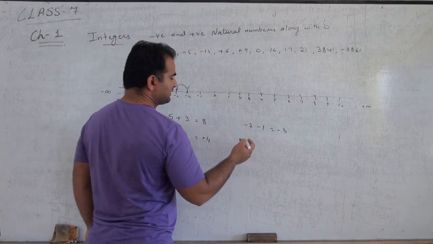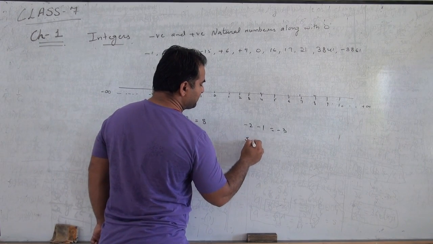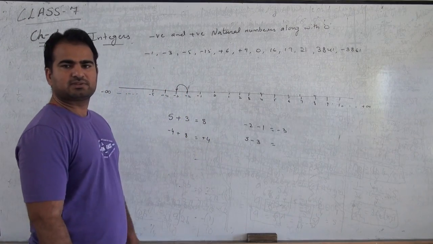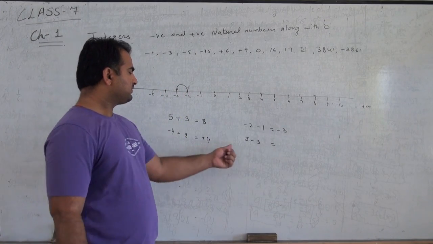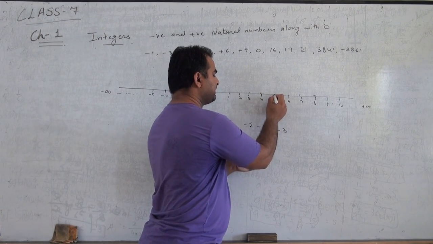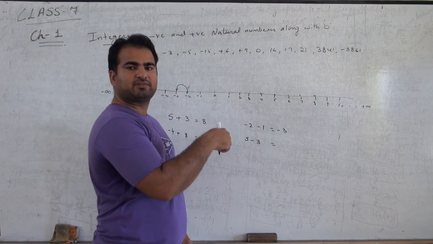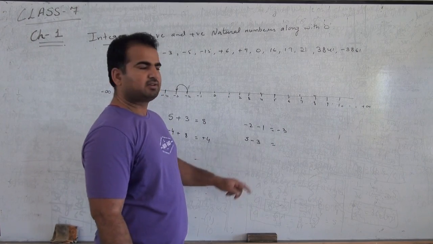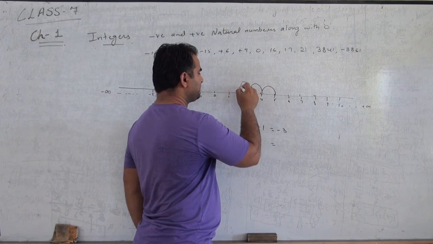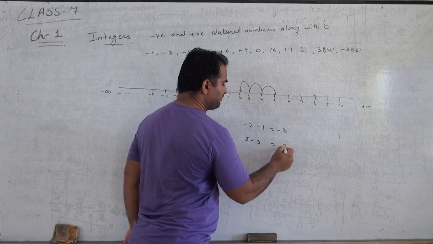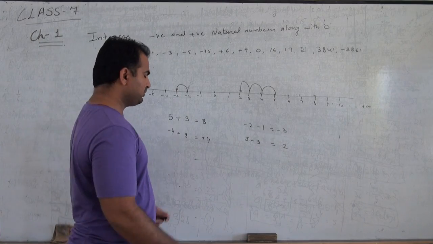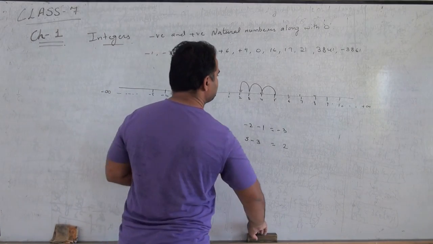Now let's do another question. What is 5 minus 3? We place our pen on 5 and jump 3 times on which side? Left hand side, because we have to subtract 3. So we jump 3 times. 1, 2, 3. The answer will be +2.